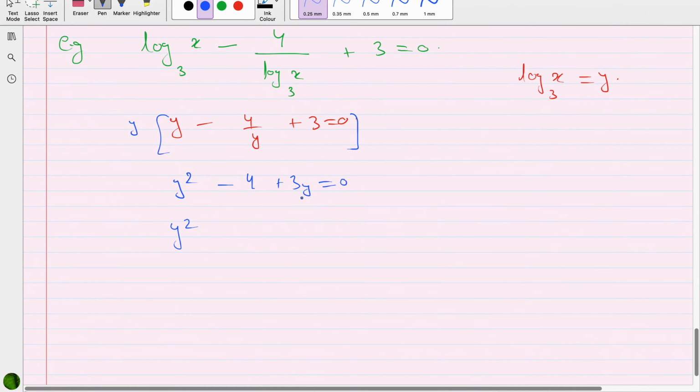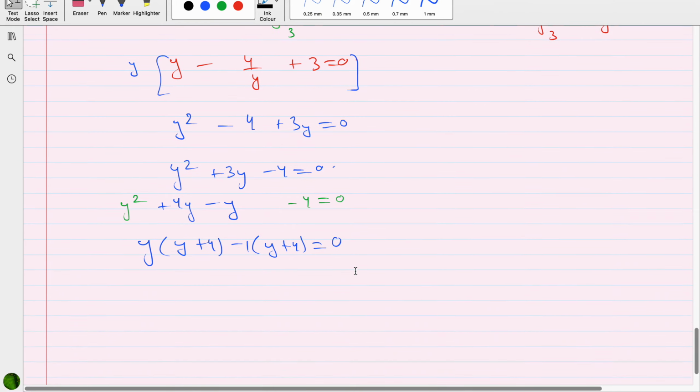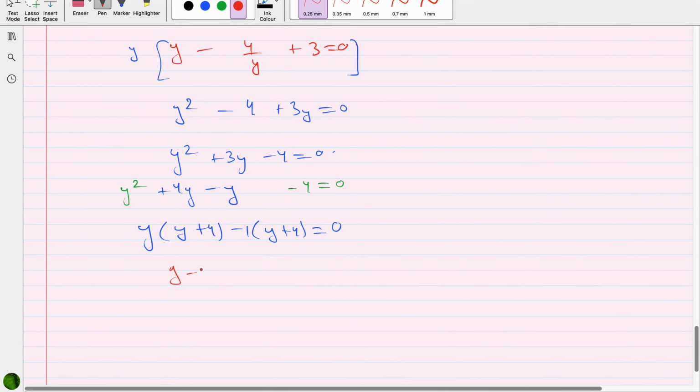Rearranging, I'm going to use middle term breaking. This is y squared minus 4, and I know that 4 times 1 is 4, so plus 4y minus y. Adding both of these, I'm getting 3, and the product is minus 4. Okay, done. So this is y plus 4 minus 1, y plus 4 is equal to 0. Now we get two of the factors, y minus 1 into y plus 4 is equal to 0. First factor, y is equal to 1. Second factor, y is equal to minus 4.